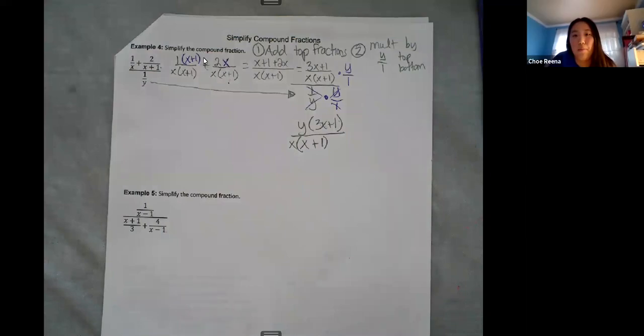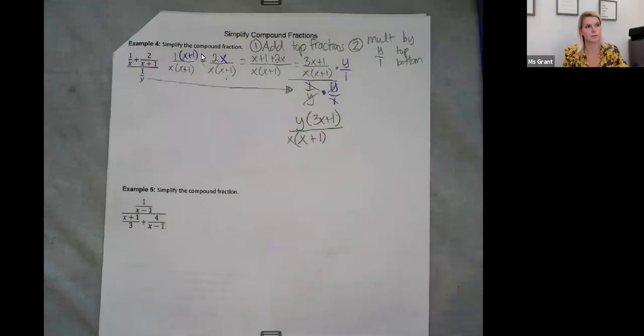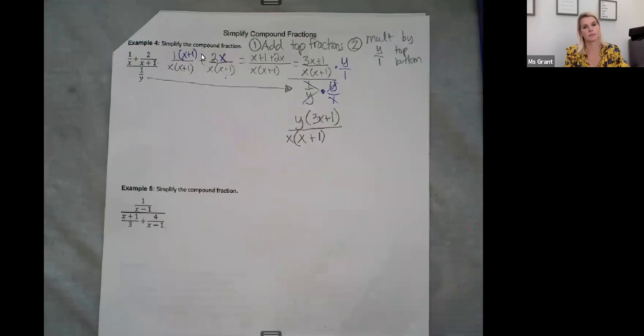So that applies to 3x plus 1 over x, or like parentheses x plus 1. So you can't cross out the x. No, you cannot.